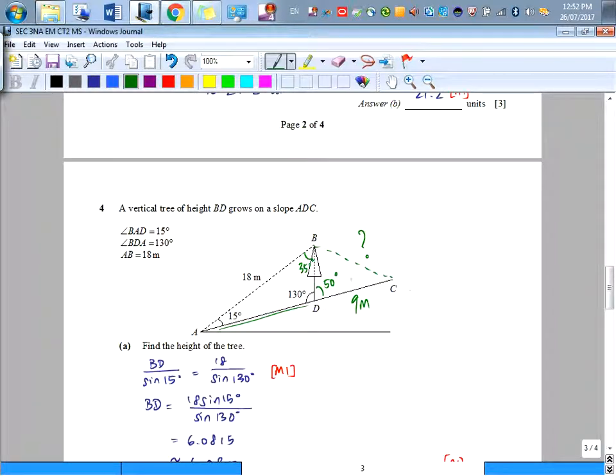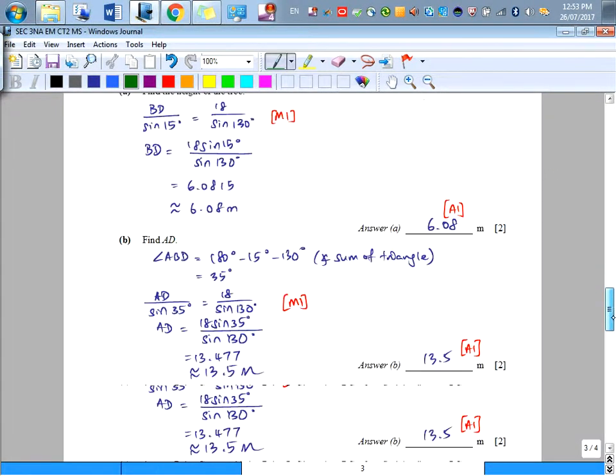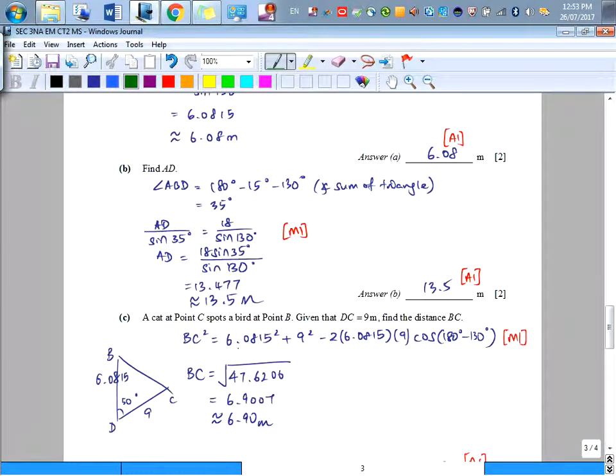I got 9 meters over here. I've got a height of BD. So 2 sides, 1 included angle means I use my cosine rule. And I'm going to use BC squared equals the sum of the squares of the other two sides minus 2 times the product of the other two sides, cosine 50 degrees. If you want to draw a triangle to help you visualize, this will be it.